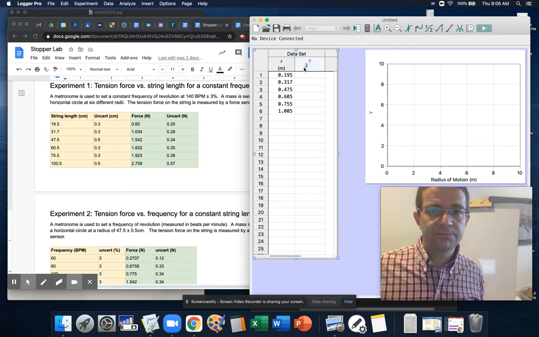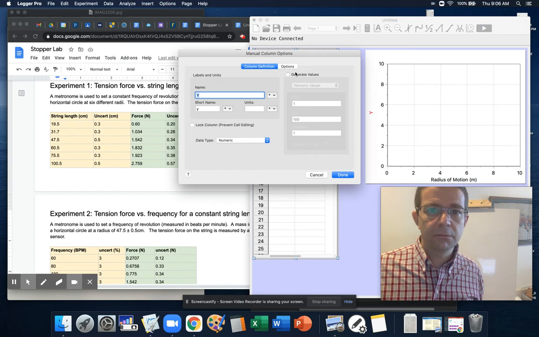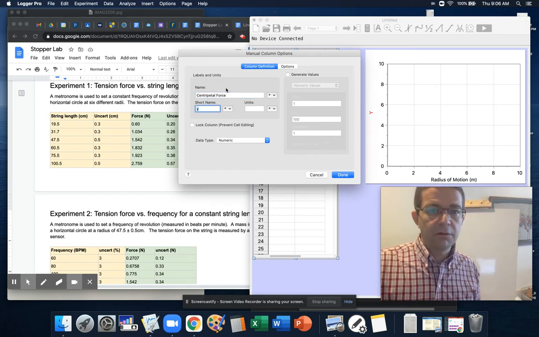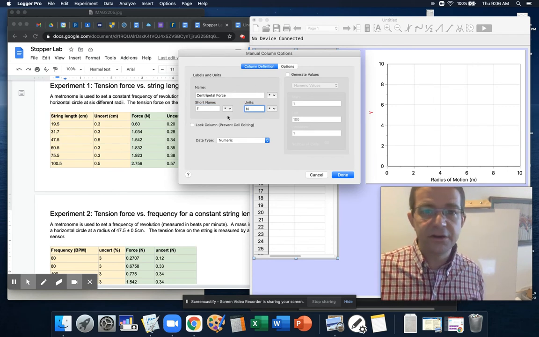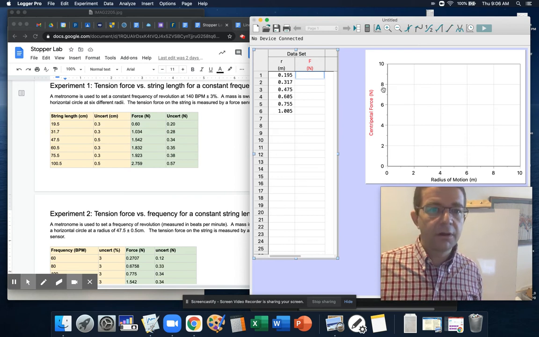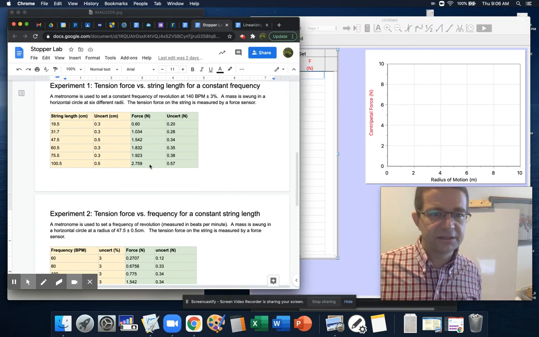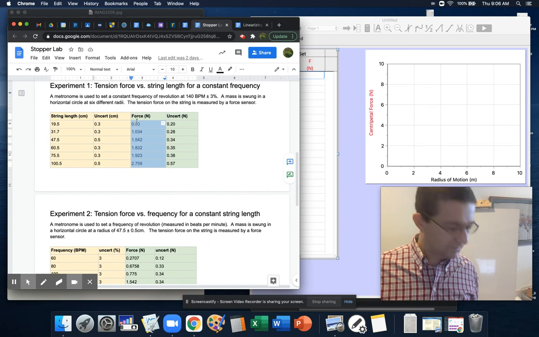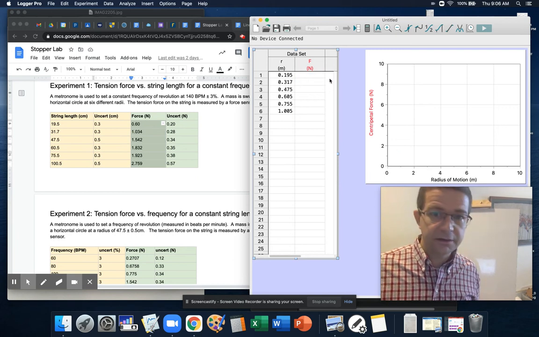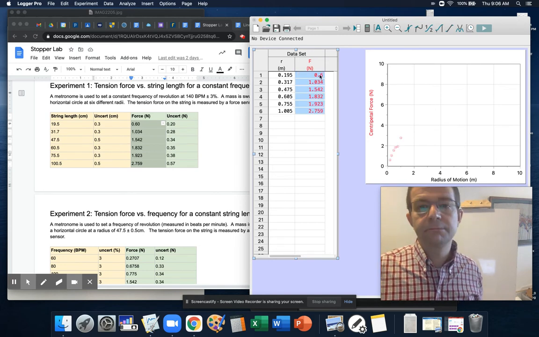The force, we'll call this the centripetal force. F, units will be in newtons. And then this one I might be able to just copy and paste because the units are already correct in the table. Copy, paste. Oops, pasted not quite right here. Copy, cut, and paste. All right, so there we have our data.